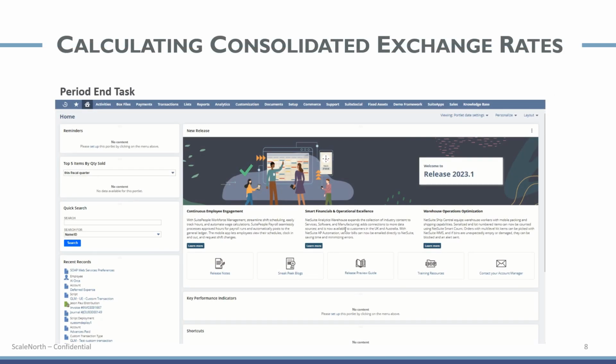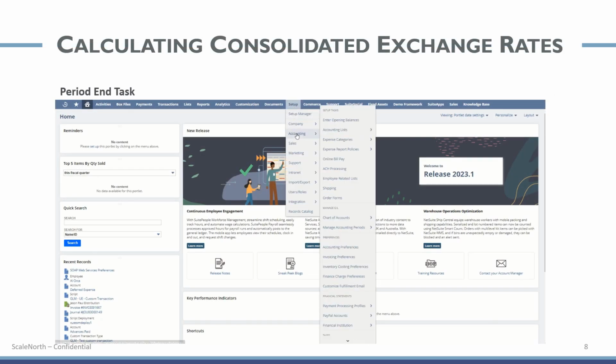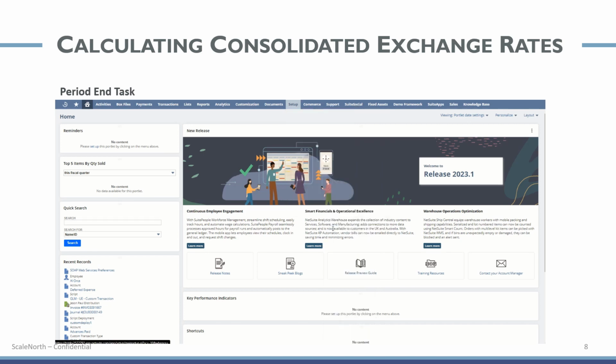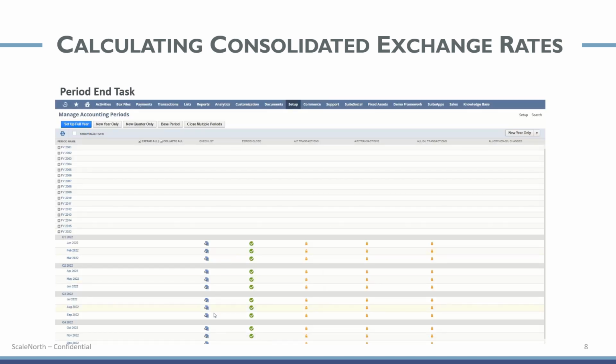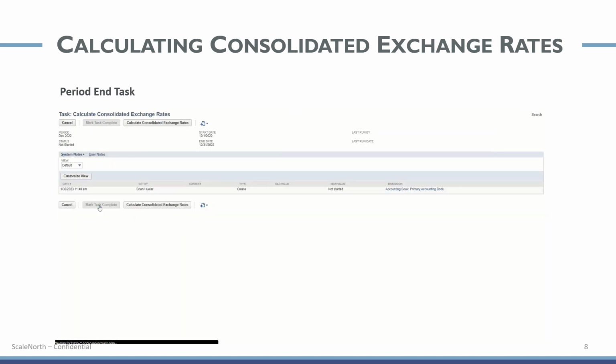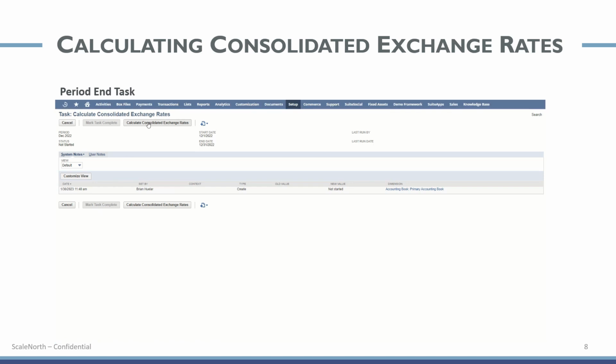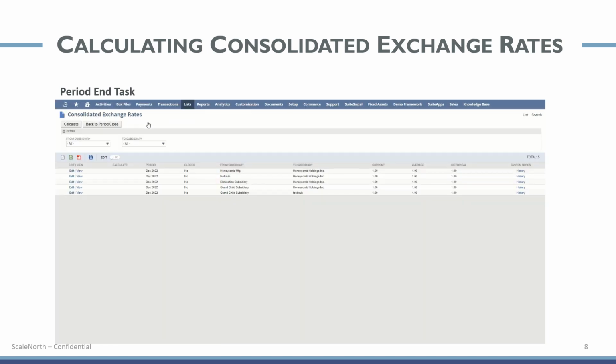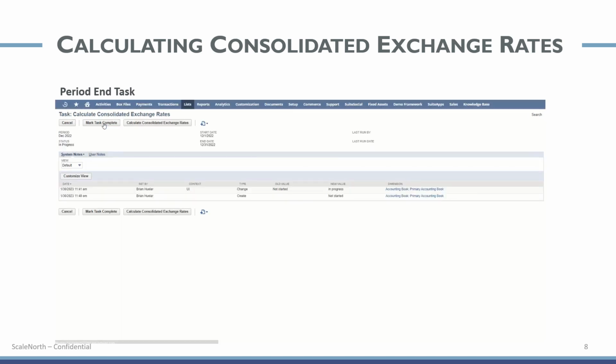To have the system calculate consolidated exchange rates, you can navigate to Setup, Accounting, and then Manage Accounting Periods. On your period and task list, you can simply click on Calculate Consolidated Exchange Rates and click the Calculate Consolidated Exchange Rates button. On this page, click the Calculate button and the page will refresh. You can go back to the period close and then mark the task as completed.